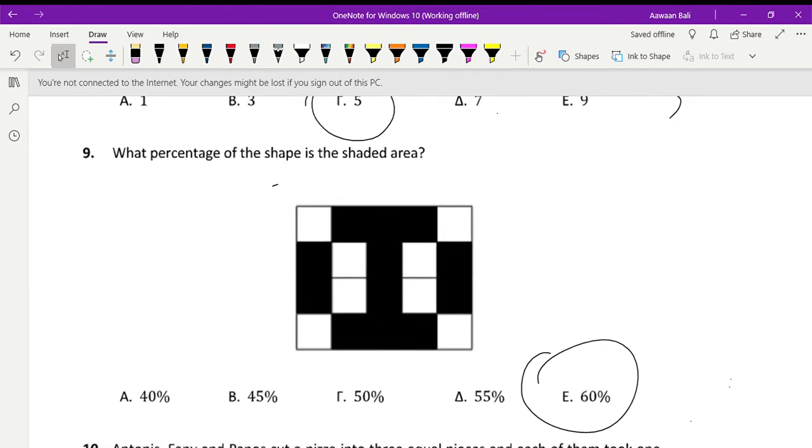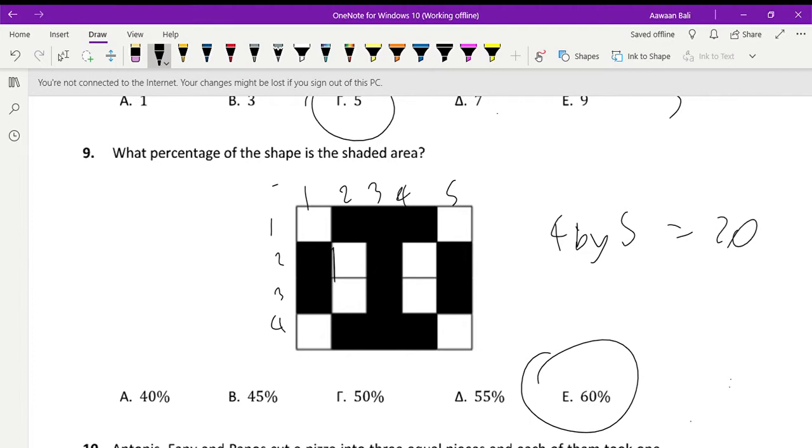What percentage of the shape is the shaded area? Okay, so we count there 1, 2, 3, 4 squares here, 1, 2, 3, 4, 5 squares here. 4 by 5 is 20 squares in total. And now you have to count how many shaded squares there are. There are 3 pairs of these squares, so 6 in total. And then we have 9. So 2, 4, 6, 9, and then 12.